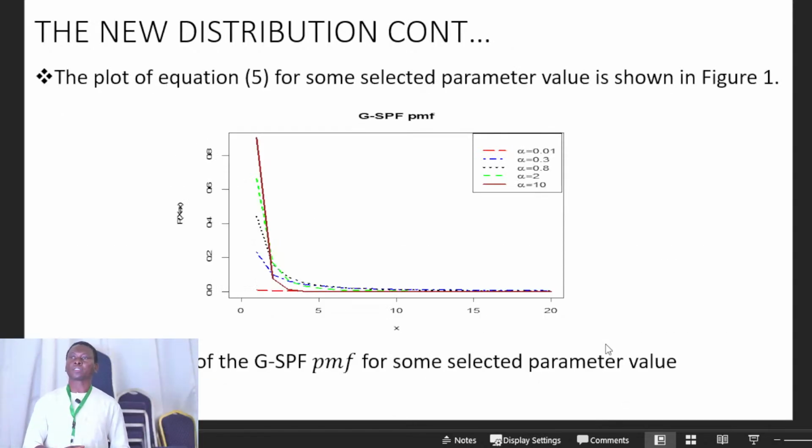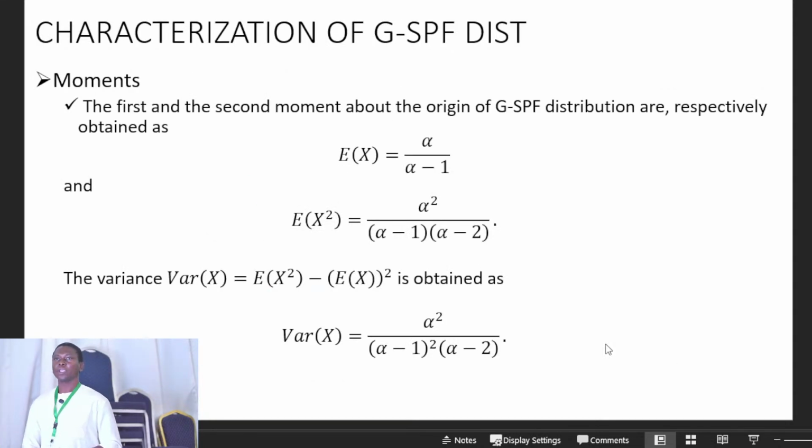Now we try to plot the graph of equation 4, considering the varying parameters of the model, and we notice that it follows a monotonically decreasing form. And we try to also characterize the distribution of the new geometric standard power function, and we are able to obtain the first and the second moments as given in the slide. And with the first and second moments, we can also obtain the variance of X.